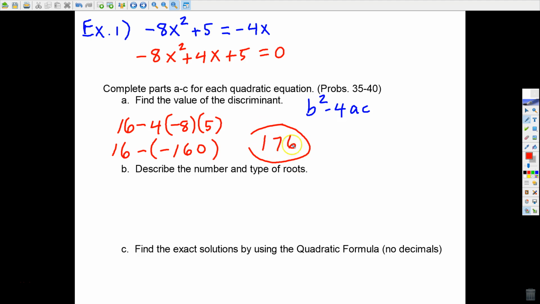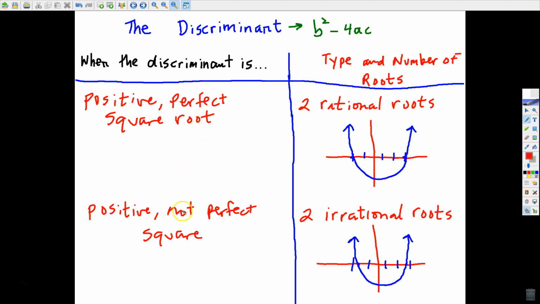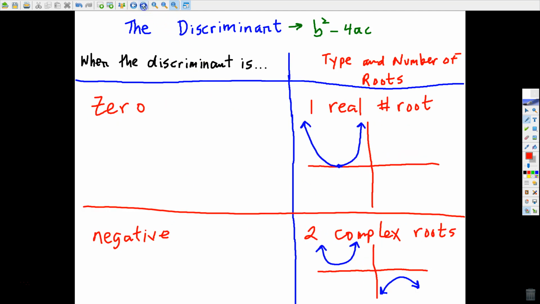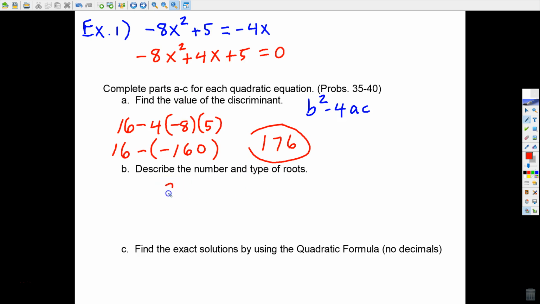Okay, based on that number, the answer to part B we just looked at: since 176, does that have a perfect square root? Nope. So that tells us that we're going to have, based on our little table that we made over here, two real irrational roots, or we'll just say two irrational roots.